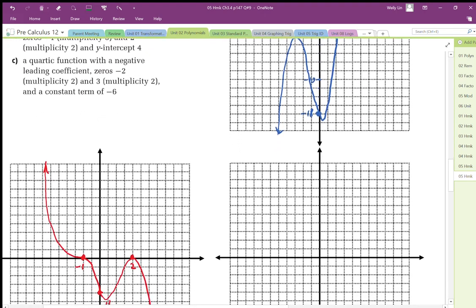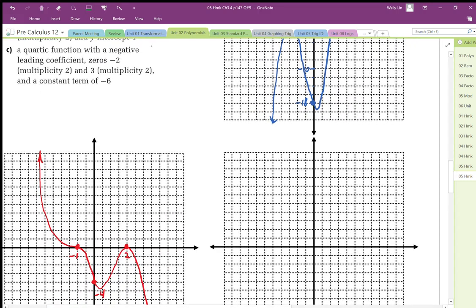C, it says we have a quartic function, so that means it's a degree 4. It's got a negative leading coefficient. In this case, it tells you which direction it's opening, so it's going to be opening down like that. And it has zeros at -2. Okay, so I'm just going to stretch the axis here, so it's -2.